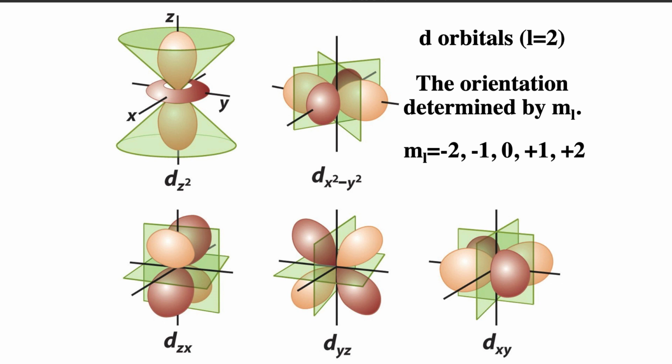L equals 2 corresponds to d orbitals. Most of these are double dumbbell shapes except for d z squared, which is a little bit more complex. And again, m sub L goes from minus L through 0 to plus L. So when L equals 2, m sub L is minus 2, minus 1, 0, 1, and 2. 5 m sub L values gives you 5 d orbitals.